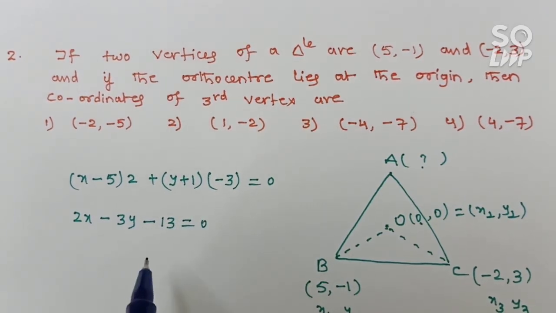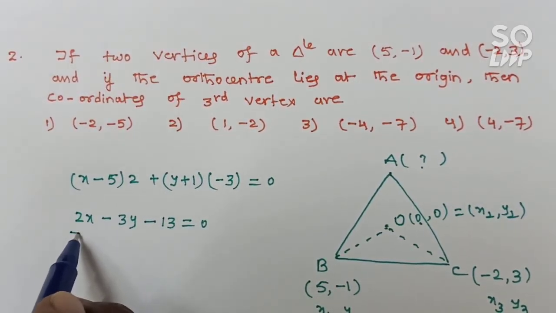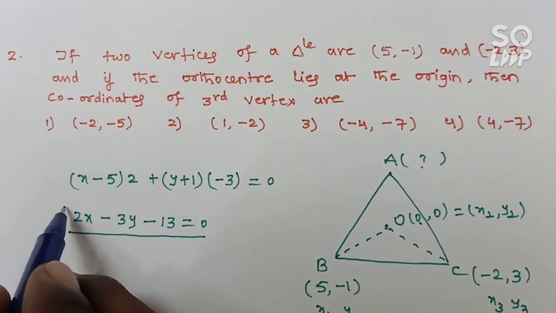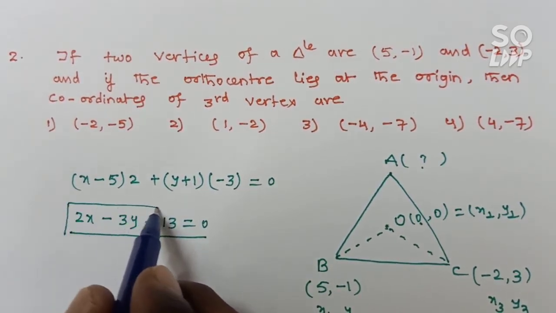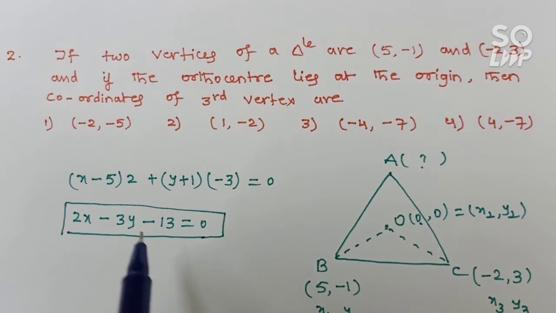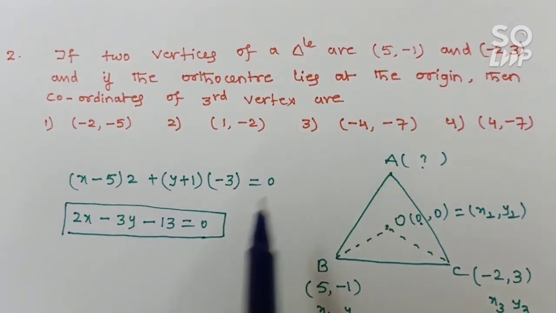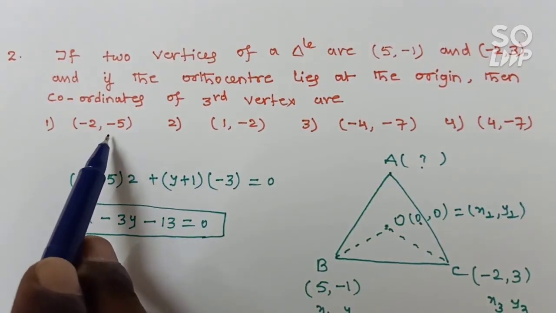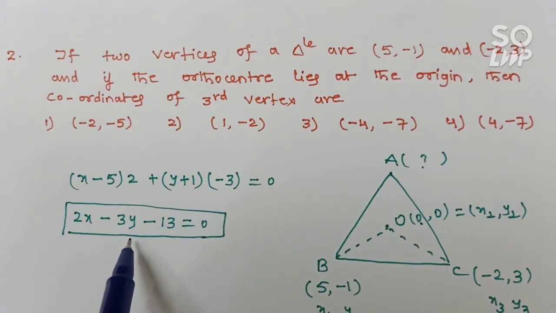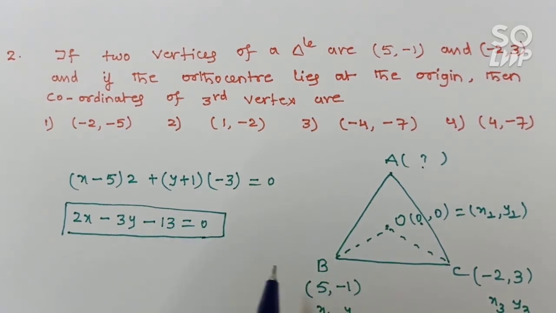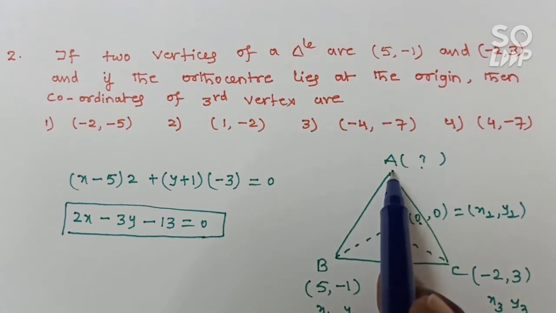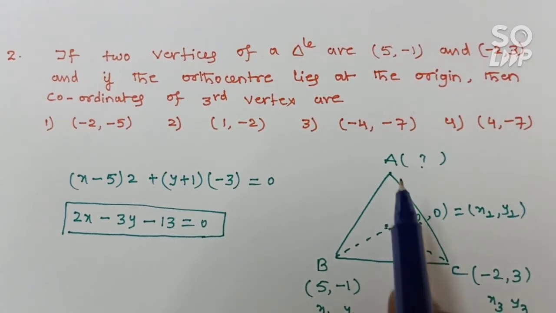So after getting one altitude, now you can take all the options one by one. Which point satisfies this altitude, that is the required ortho center of this triangle. That point will represent the third vertex of the triangle.